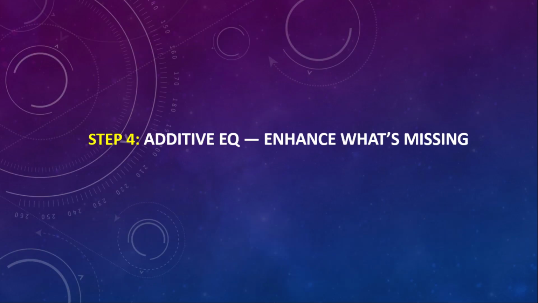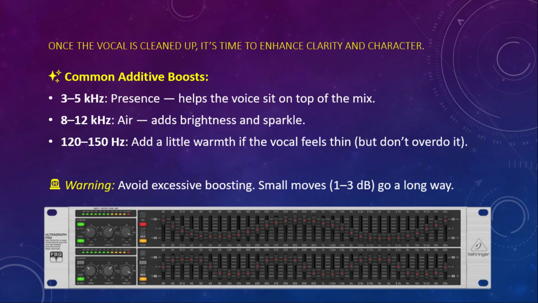Step number 4, additive EQ. Enhance what's missing. What does that mean? Well, once the vocal's cleaned up, it's time to enhance clarity and character. Now here are some common additive boosts. 3 to 5 kilohertz for presence, 8 to 12 kilohertz for air, and 120 to 150 hertz. This adds a little warmth if the vocal feels thin.